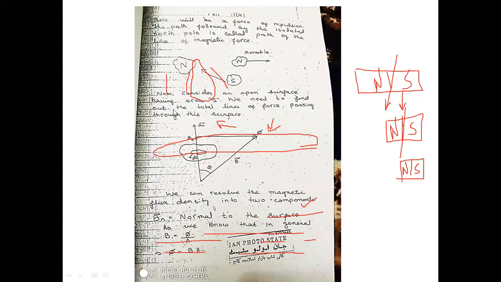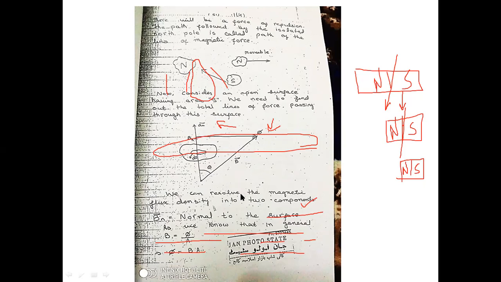So we need to find out the total lines of force passing through this surface area. This is the S, and this is the differential ds, and B is the magnetic flux density, and B is the normal to the surface. B is the magnetic flux density normal to the surface.